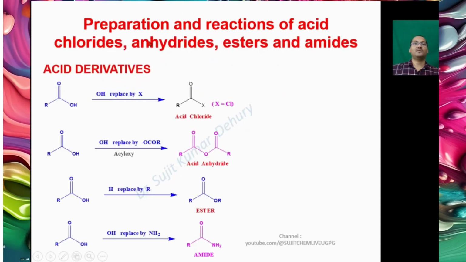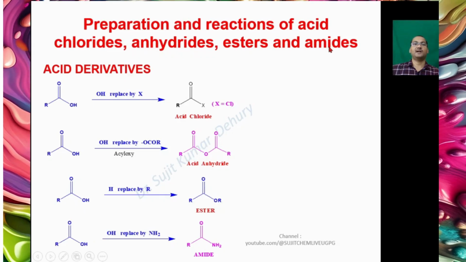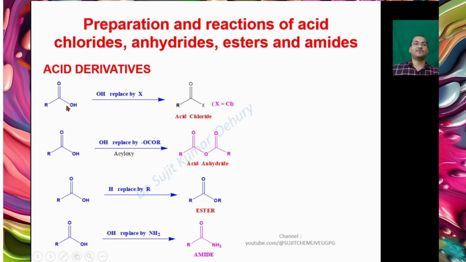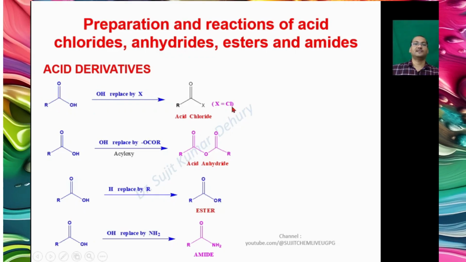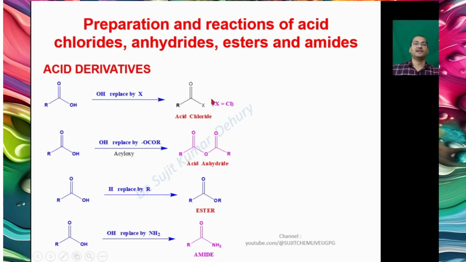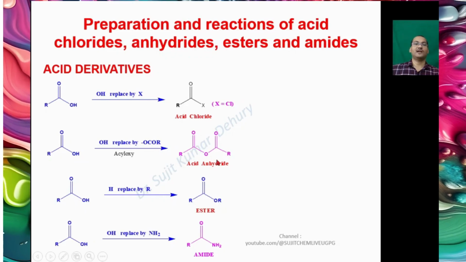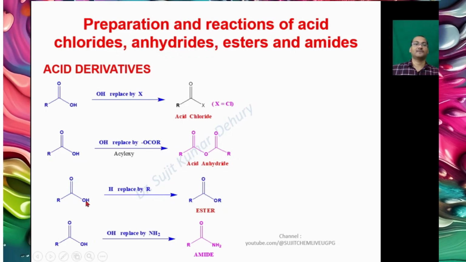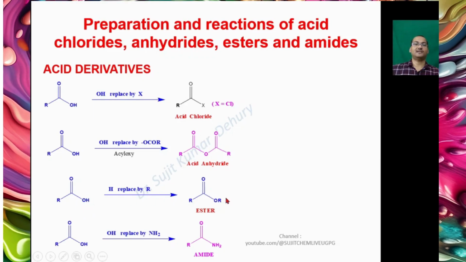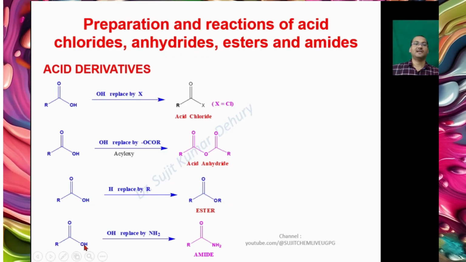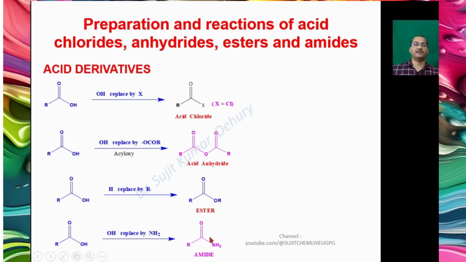Now we will talk about preparation and reactions of acid chlorides, acid anhydrides, esters and amides. So this is the carboxylic acid. If we replace this hydroxyl group by an X, that is Cl, that becomes acid chloride. If we replace hydroxyl group with OCOR, that becomes acid anhydride. If we replace hydrogen of carboxylic acid by R, that becomes ester. Similarly, if we replace this OH group by NH2, that becomes amide.